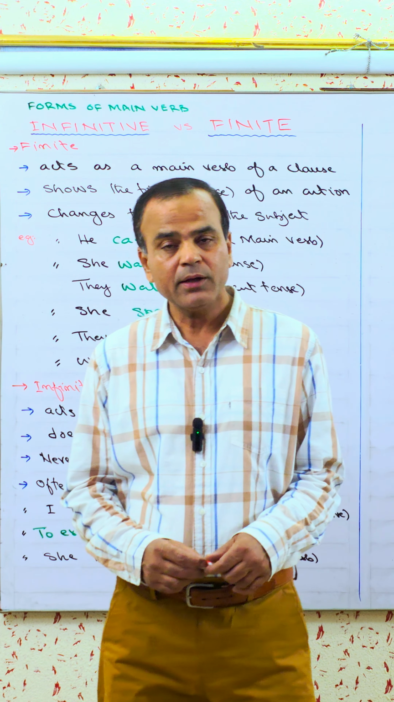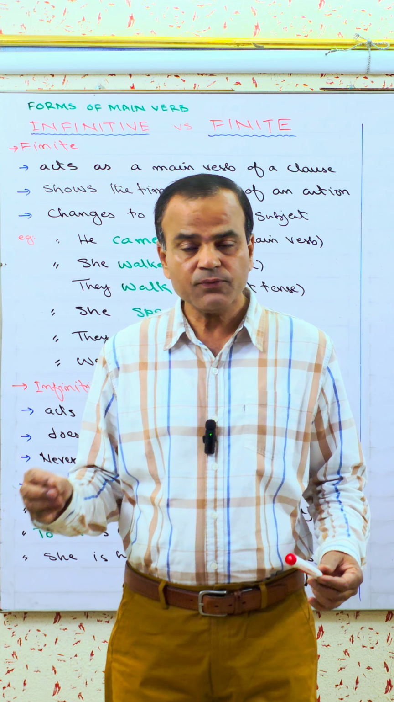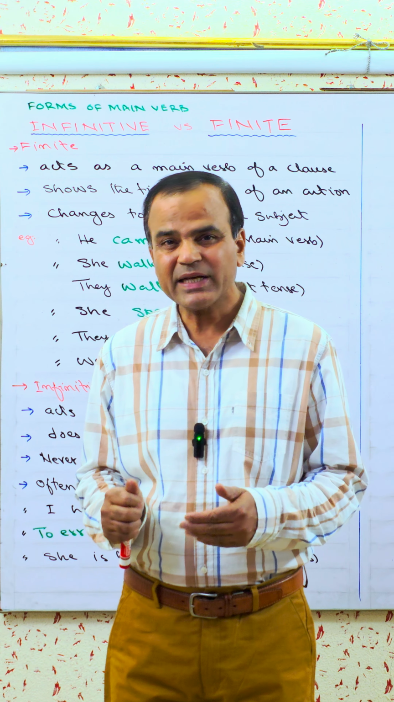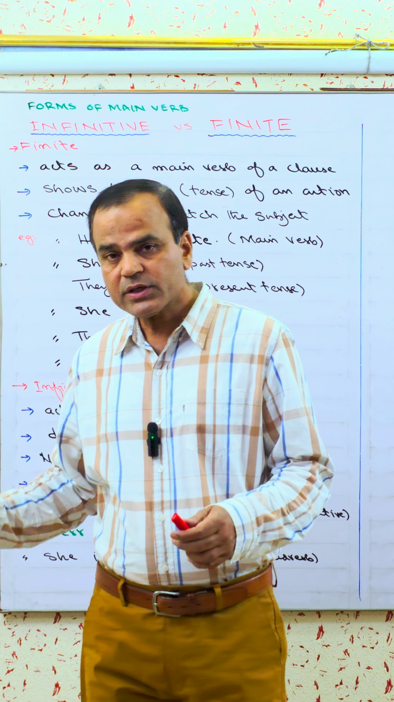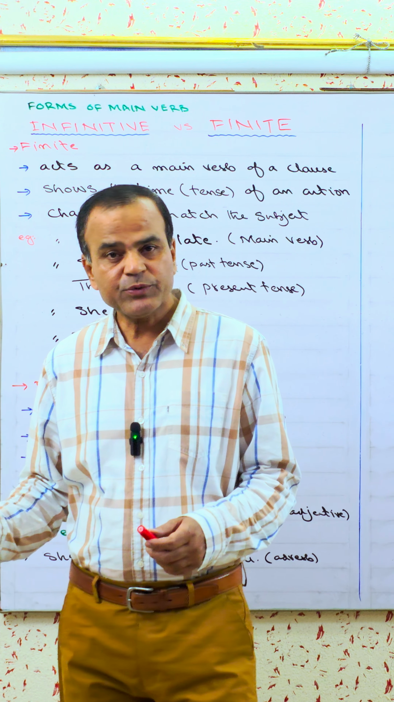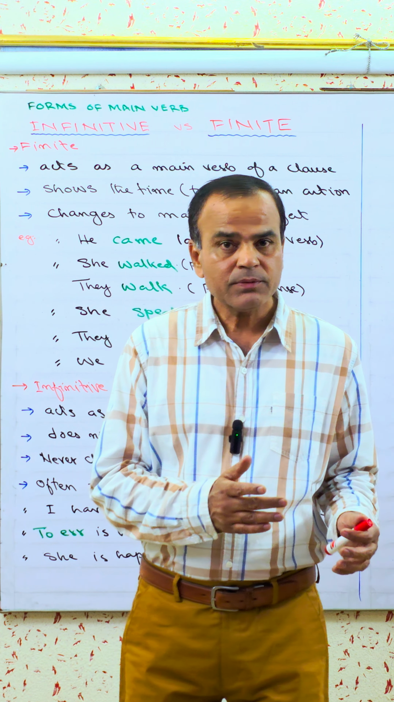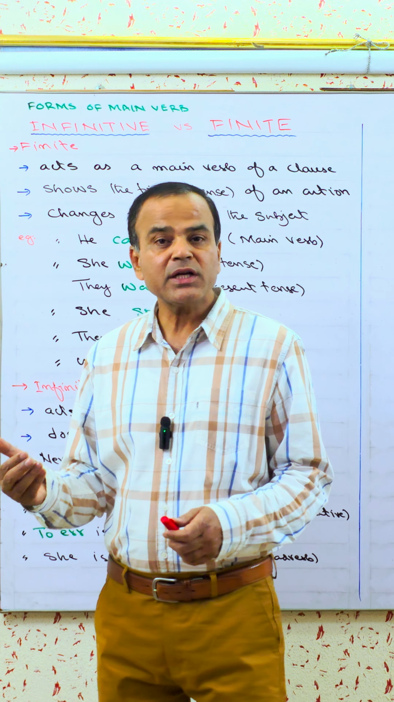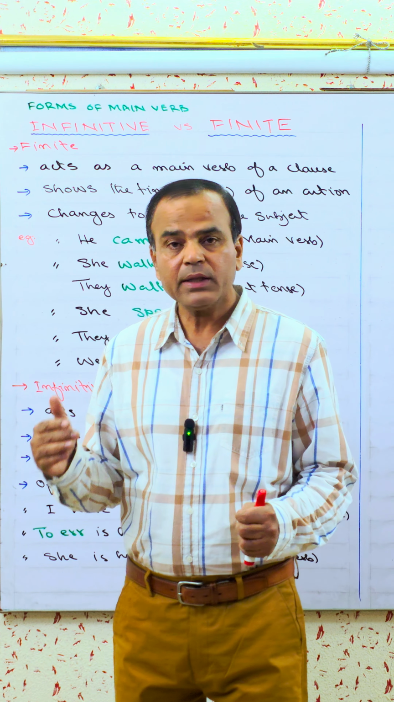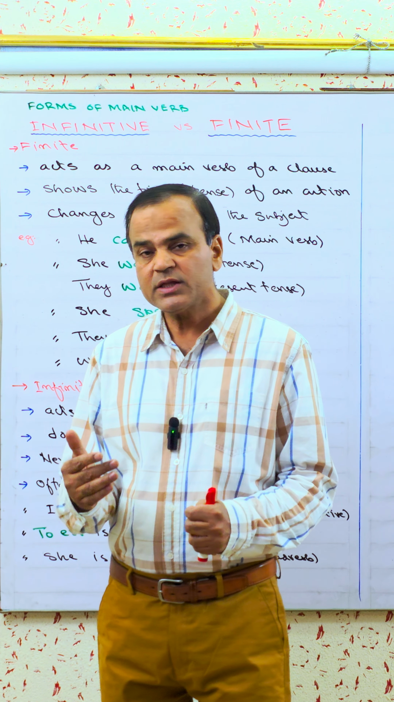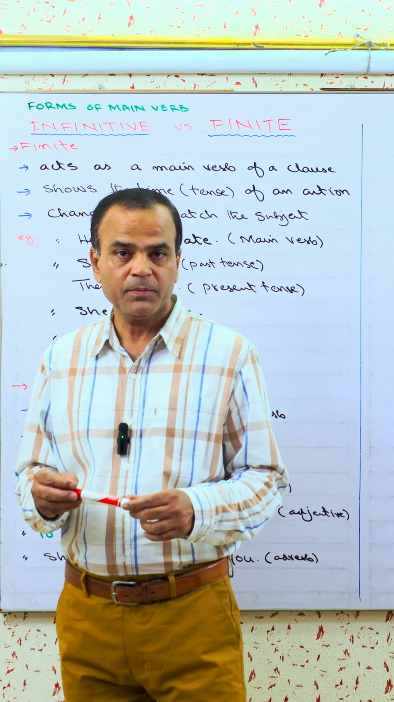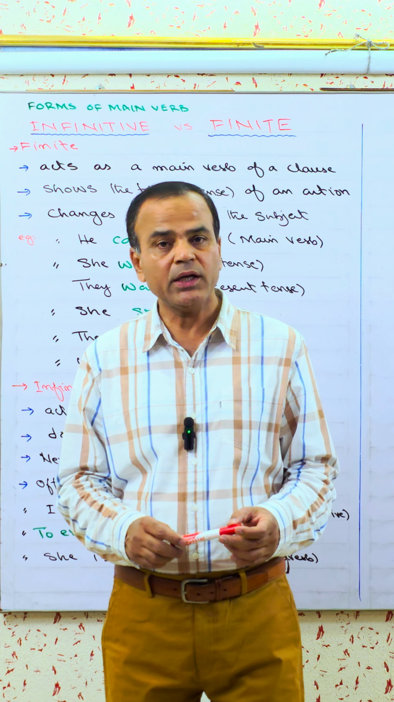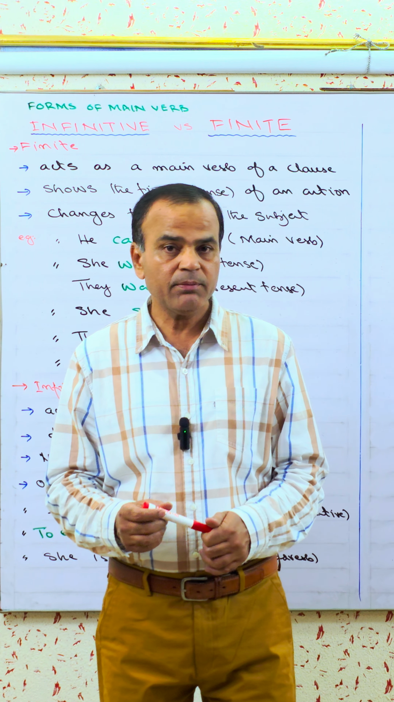So in a nutshell, infinitive is the form of the verb which is tenseless, not restricted by the subject, and it often takes to before it, and it is not used as a verb but as an adjective, noun, or adverb. I hope you learned the difference between the finite and infinitive verb.